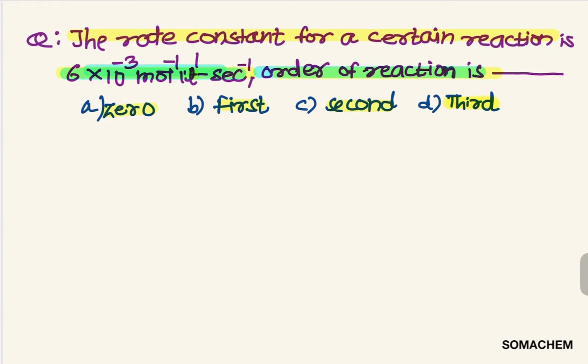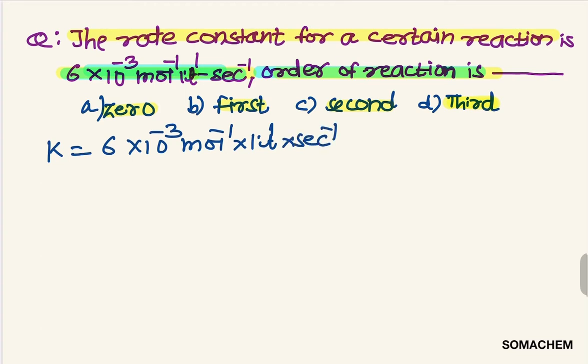So what is given here? A rate constant is given, that is 6 into 10 raised to minus 3 mole to the power minus 1 liter to the power 1 and second to the power minus 1. So concentrate on this unit. Here unit is mole inverse, liter to the power 1 and second inverse. So focus on this rate constant unit. From this we can find out order of reaction.